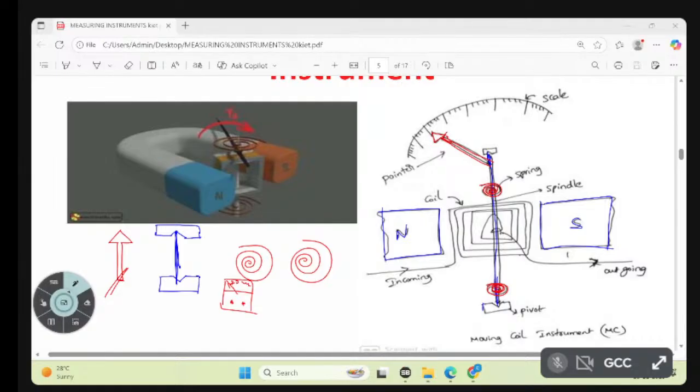Okay, so one terminal is this one. Second terminal is this one. I am explaining what the different elements available in the moving coil instrument are. Moving coil instruments. Okay. So this first terminal is this conductor. It is wound around the spindle, like this.